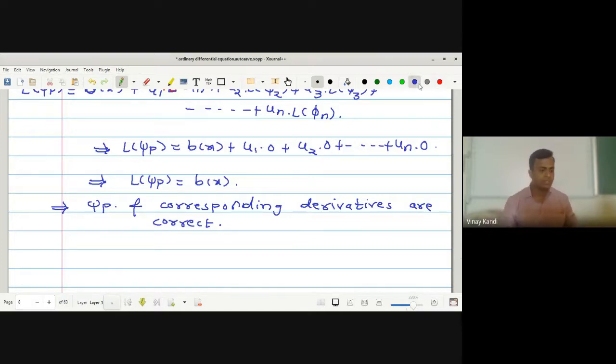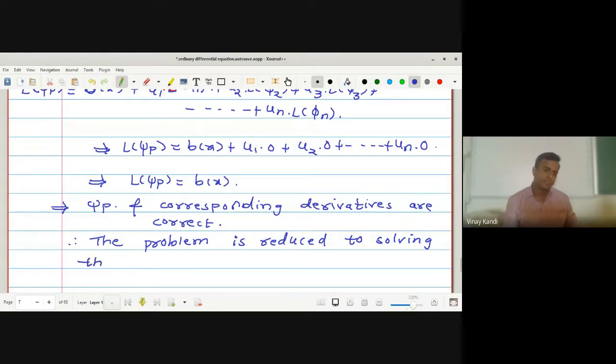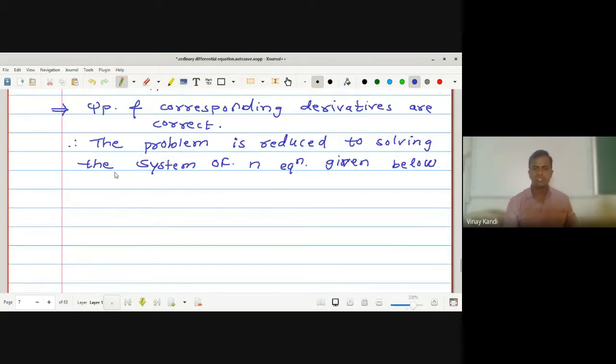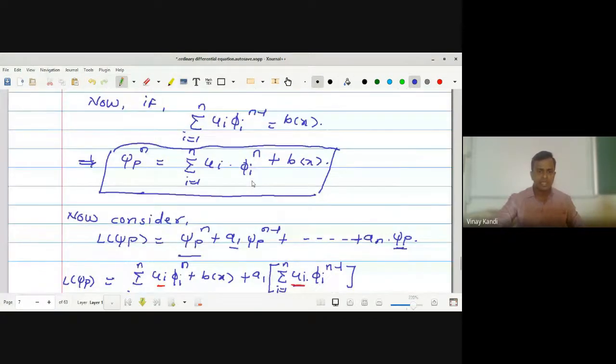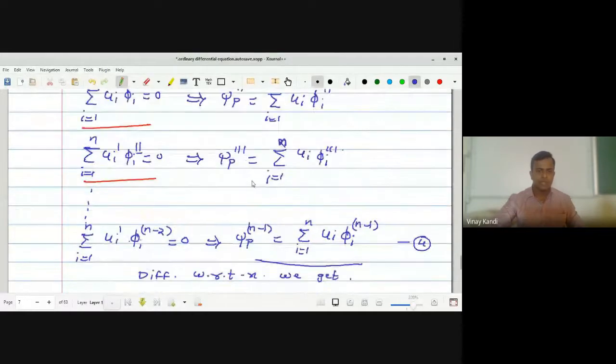Hence, therefore the problem is reduced to solving the system of n equations given below for u1, u2 up to so on un. Okay, these equalities to 0 that we assumed, we have to solve them. By taking a system of linear equations.